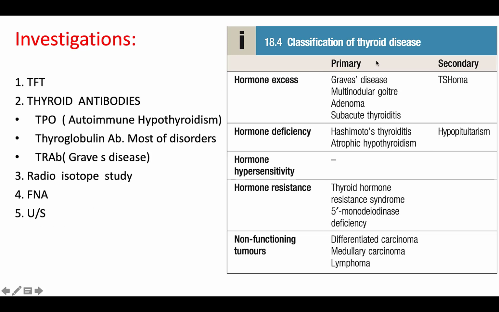The classification of the thyroid disease. In the hormone axis, we have primary and secondary in each disease. Primary means the disease or the problem is in the gland itself, like the thyroid gland, the pituitary gland, and so on. But secondary means higher than the gland itself, like the pituitary. So hormone excess is in Graves' disease, multinodular goiter, adenoma, subacute thyroiditis inflammation, while the secondary is TSHoma of the pituitary, and so on. We'll detail these later.